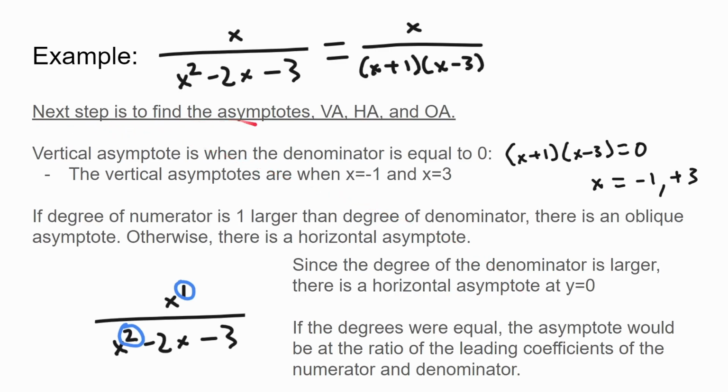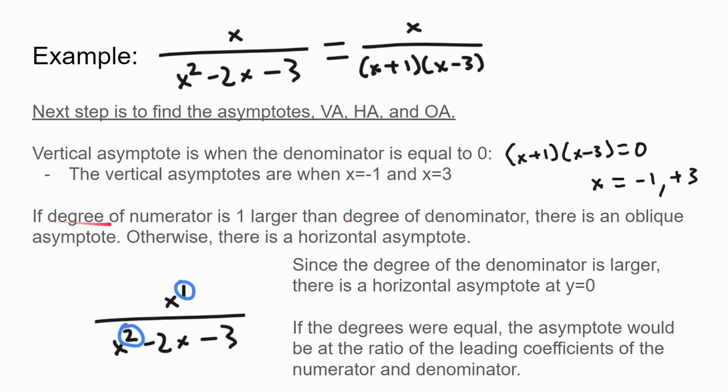Now let's try to find the asymptotes again. So the vertical asymptote, the horizontal asymptote, and the oblique asymptote, the slant one. Again, the vertical asymptote is when the denominator equals 0. So if we see here, (x + 1)(x - 3) is equal to 0. So x is either negative 1 or positive 3. So as we see here, the vertical asymptotes are when x equals negative 1 and x equals 3.